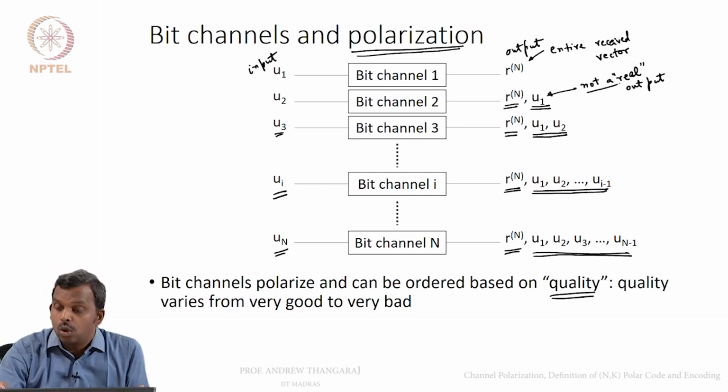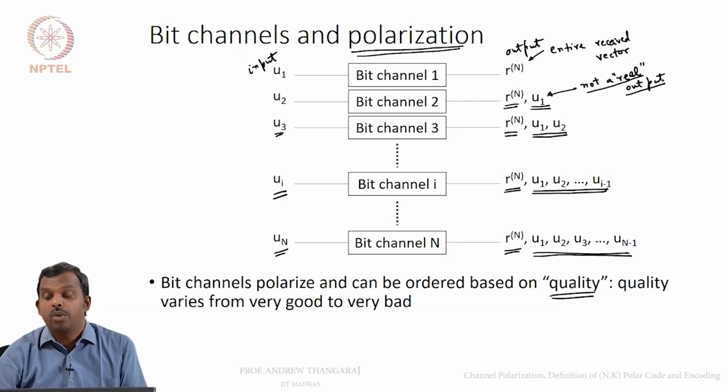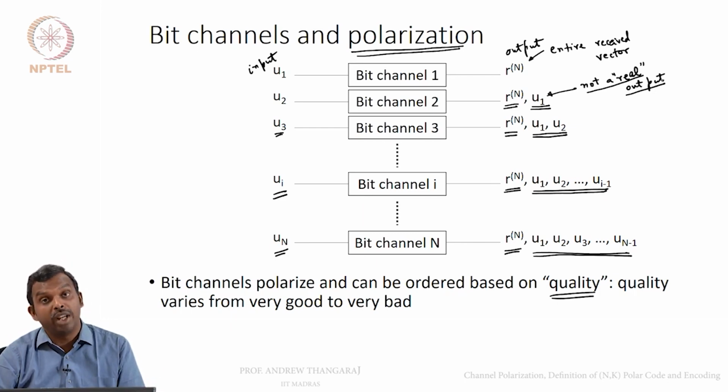But keep note of this, not having the real output, and what do we do for that? We will postpone this discussion when we come to the decoder. For now, we will use this idea of polarization and start talking about how to define polar codes. We will come to this notion of how to recreate this U1 at the output side later on.